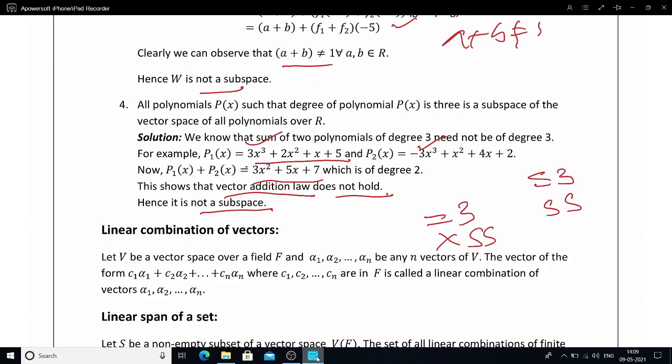Let me repeat. If p of x is a polynomial of degree less than or equal to 3, then it is a subspace. If it is equal to 3, then it is not a subspace. Okay.